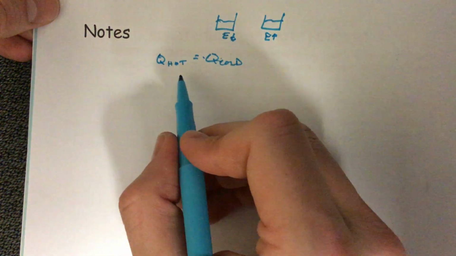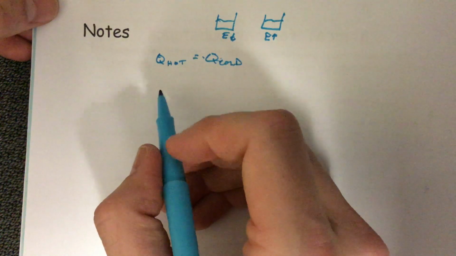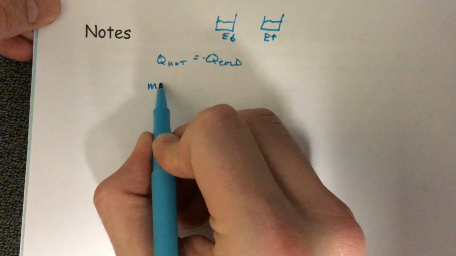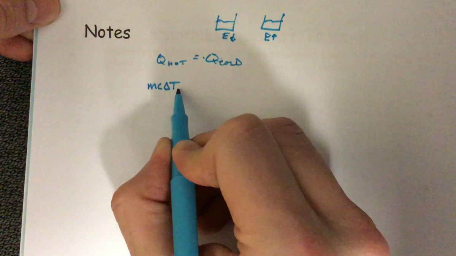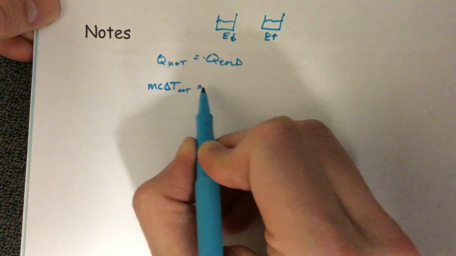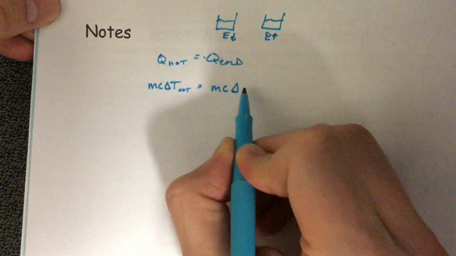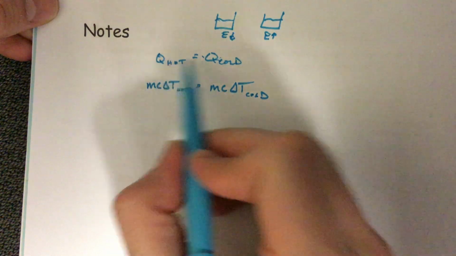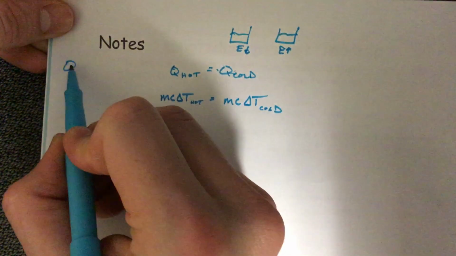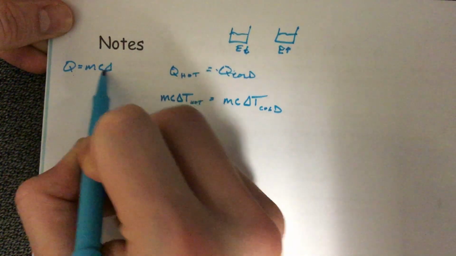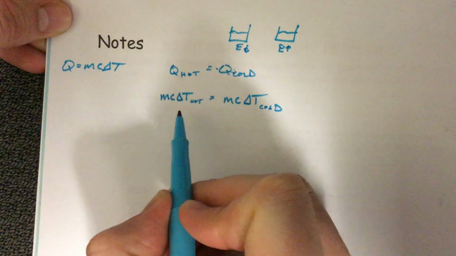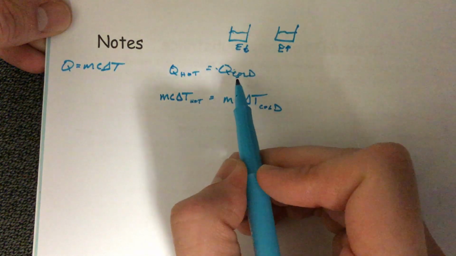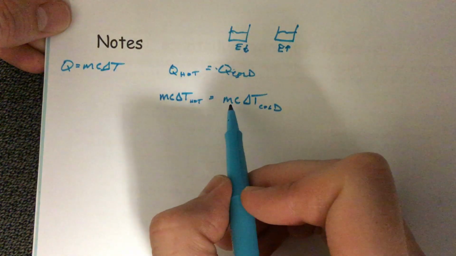And so what that means, again, if we look to number 10, I believe it is, in that same lab, is that our mCΔT for the hot substance is equal to our mCΔT for the cold substance. Because if we know that each of these Q's equals mCΔT, like the equation that we've been using, if Q equals Q, then mCΔT equals mCΔT. So the energy lost from the hot equals the energy that was gained from our cold. So we have mCΔT equals mCΔT.